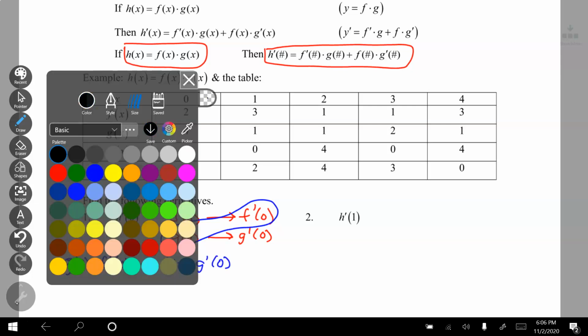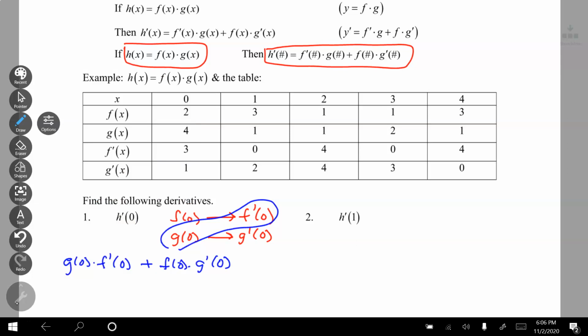I just go find these numbers in the table. G of 0 is 4 times f prime of 0 is 3 plus f of 0 is 2 times g prime of 0 is 1. And I get a final result of 12 plus 2, which is 14. So h prime of 0 is equal to 14.